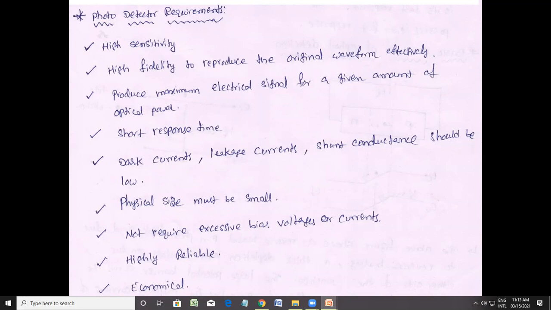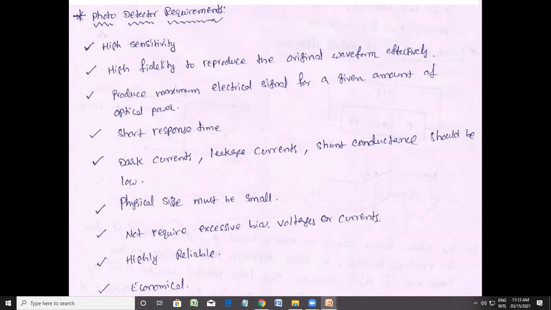Without input, that is, without any optical signal, but we still get an output. At that time, it is called a dark current. Dark current is a type of noise. Without input we get output. That is called the dark current.